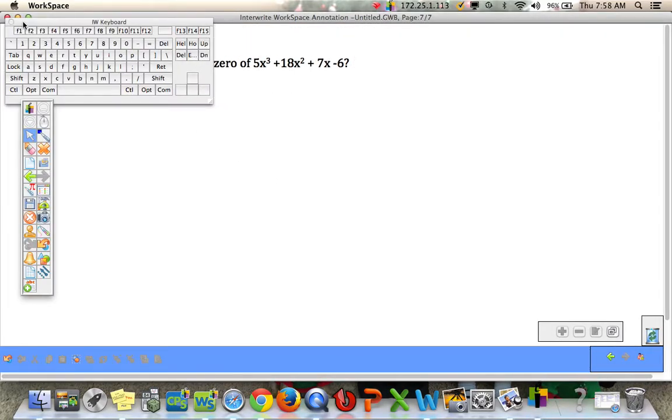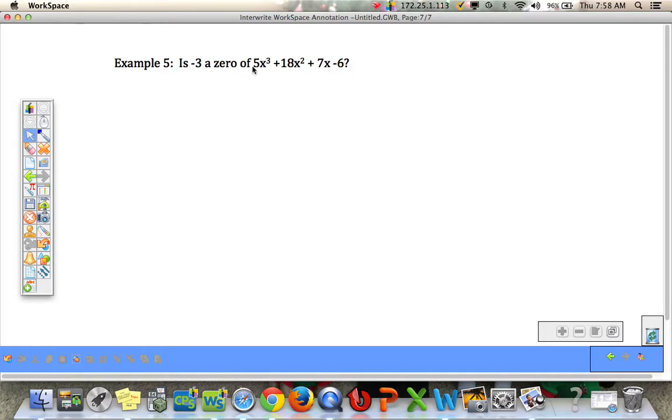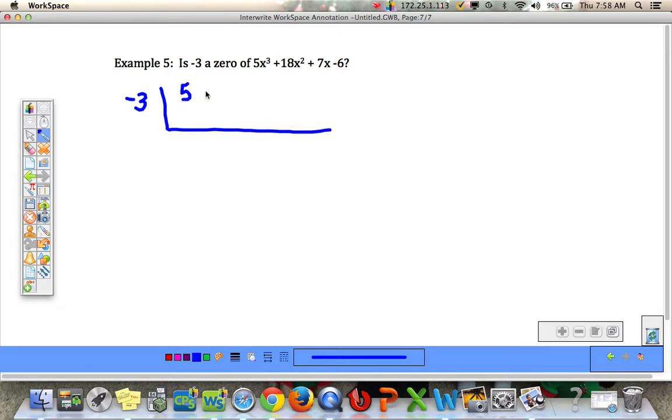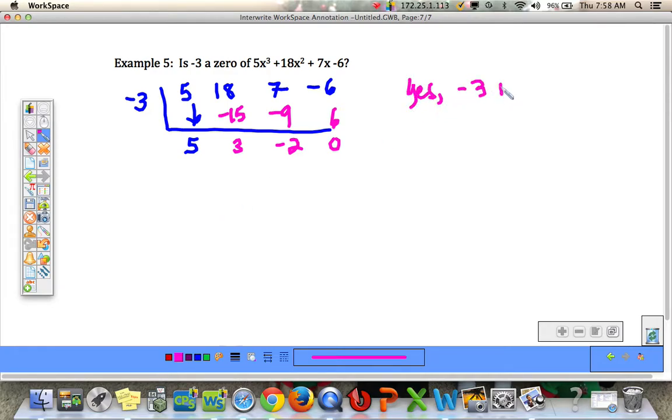Okay, so last one: is negative 3 a 0 of this polynomial right here? Again, they give you the 0, so that's what we're going to stick on the outside. We have 5, 18, 7, negative 6. Carry down the 5. We'll multiply. We'll get negative 15. That'll be a 3. This will be a negative 9, negative 2. This will be a 6. Yes, it is a 0, so we would say yes, negative 3 is a 0.